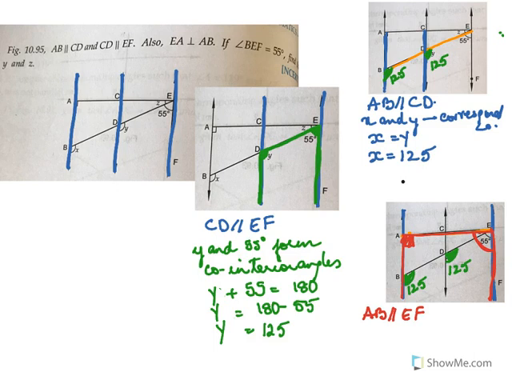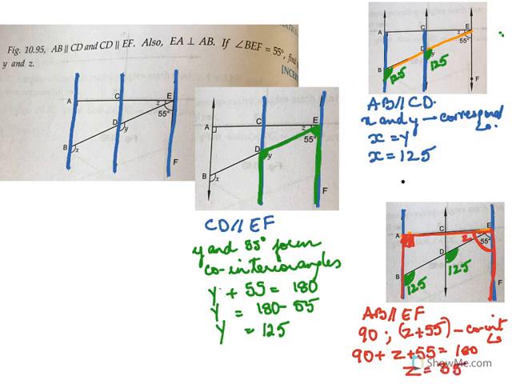So we know here AB is parallel to EF, and I know 90 and this angle, this is Z, right? Z plus 55, these form co-interior angles, which means 90 plus Z plus 55 equals 180, and your Z will work out as 35.